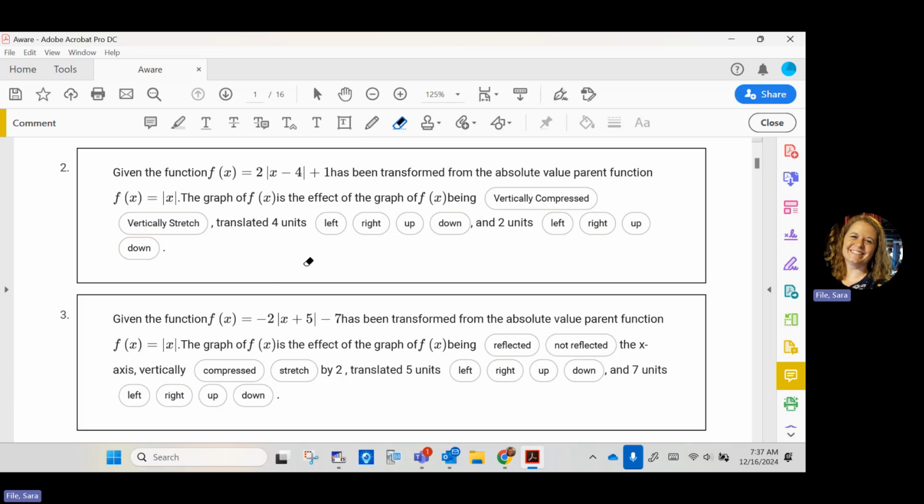The graph of f of x is the effect of the graph of f of x being what? Okay, so in Aware, this looks a little nicer. These are drop-down choices for each of these blanks. When I make it a PDF like this, it just lists all the choices. So we're just going to select which answer choice.